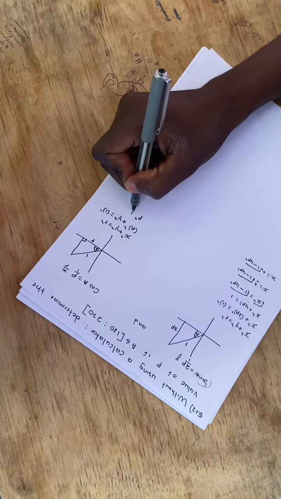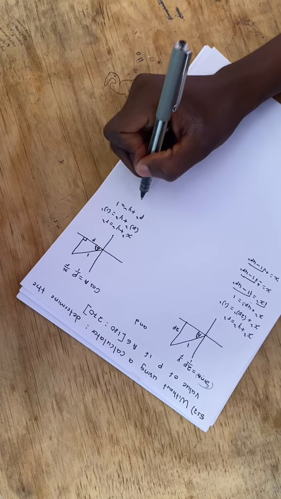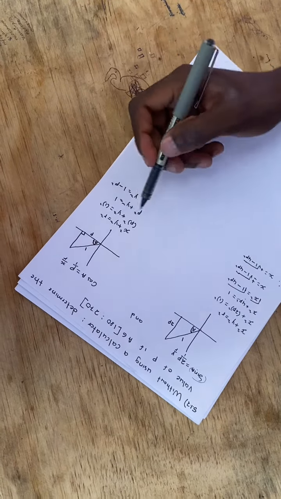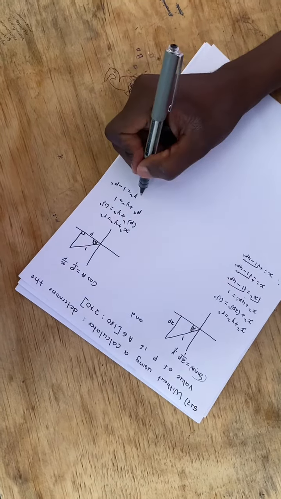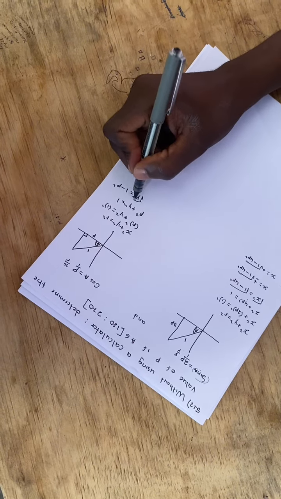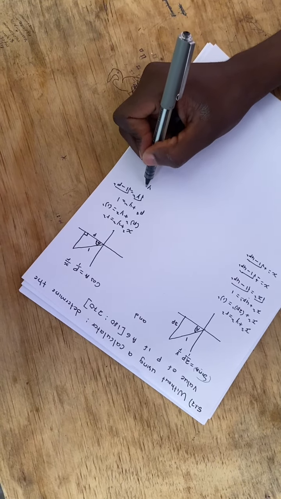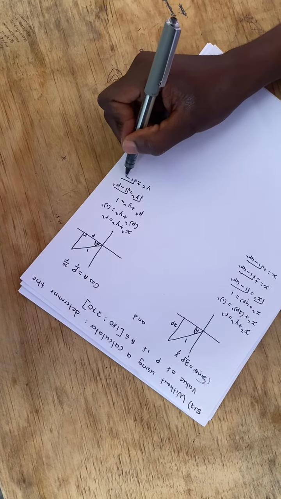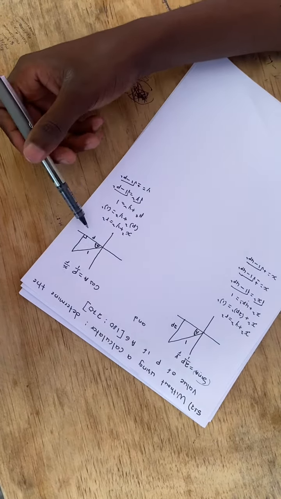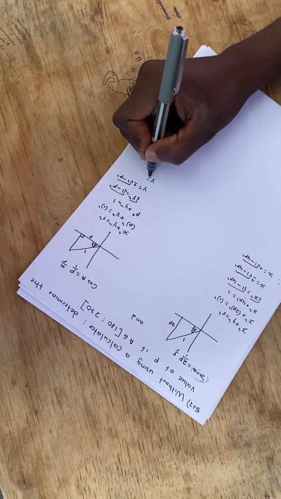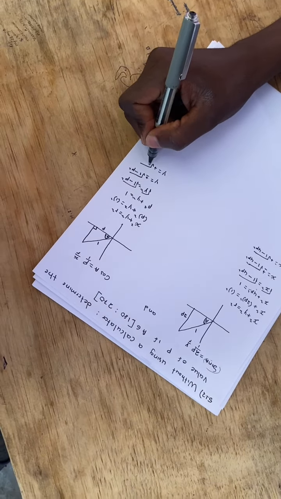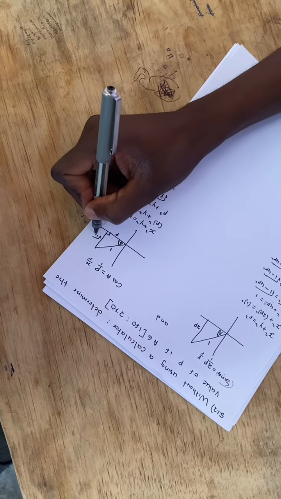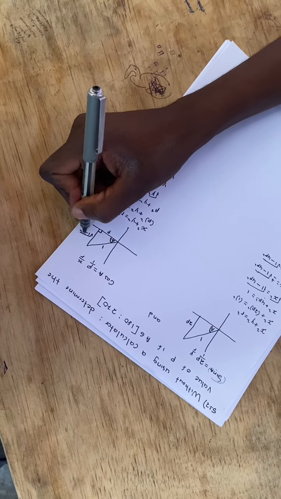P squared plus y squared is equal to 1. Y squared is equal to 1 minus p squared. When I take p squared to the other side, it changes its sign. Then I take the square root of y. Y will be equal to plus or minus the square root of 1 minus p squared. Since y is positive, y will be equal to plus the square root of 1 minus p squared.